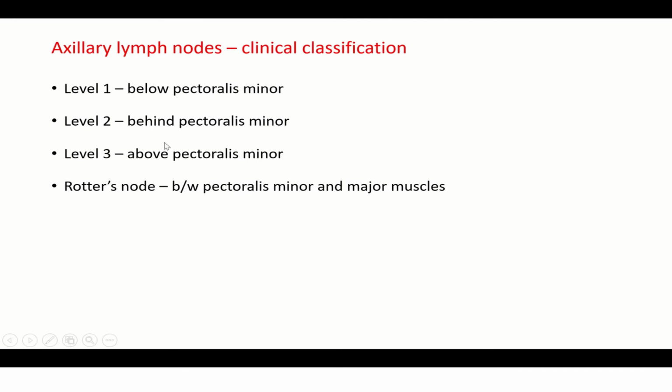For clinical classification, you can see it in the simplest way: level 1 is the group of nodes below the pectoralis minor, level 2 is the group of nodes behind the pectoralis minor, and level 3 is the group of nodes above the pectoralis minor. And there are Rotter's nodes, which are located between the pectoralis minor and major muscles, which makes it easier for clinicians while performing mastectomy surgeries.